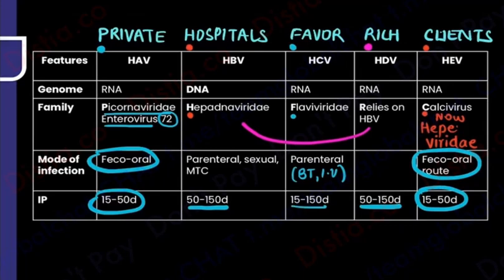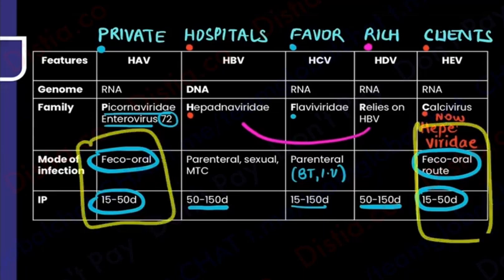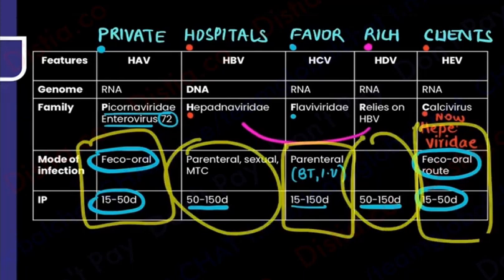You might get a variation in many books. I've tried to make rounded off numbers so that you can learn it in an easier manner. Some books might say 45 days or something, but that becomes difficult to learn. So simple to learn: the ones with gastroenteritis are 15 to 50 days. And if you make it a little more, hepatitis C becomes 15 to 150 days, whereas 50 to 150 are hepatitis B and D, which are dependent on each other.